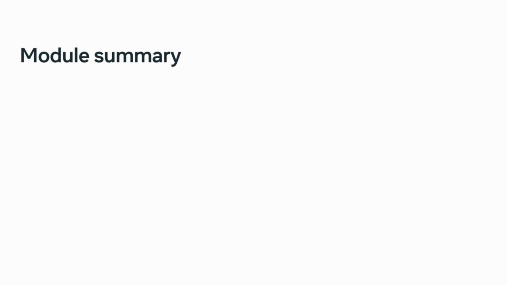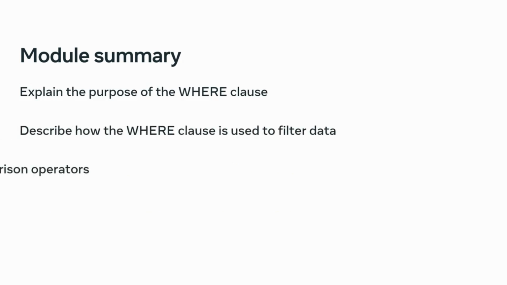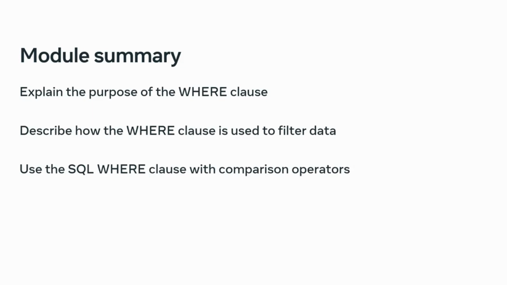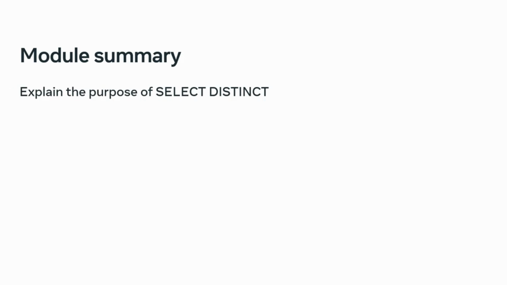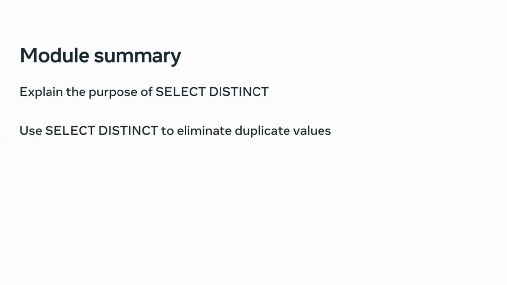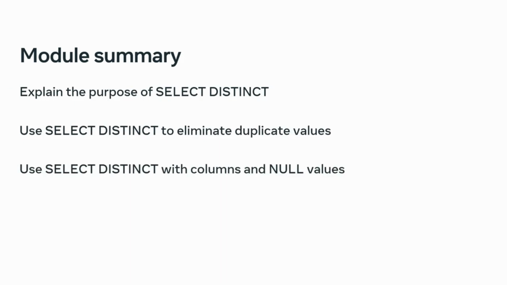In the videos on filtering, the where clause was used with the SQL select statement to filter records. For the where clause, you should now be able to explain the purpose of the where clause, describe how it is used to filter data, and demonstrate using the SQL where clause with comparison operators. Finally, you also explored the select distinct clause. Following this, you should now be able to explain the purpose of select distinct, describe how it is used to eliminate duplicate values, and demonstrate using select distinct with a single column, multiple columns, and null values.